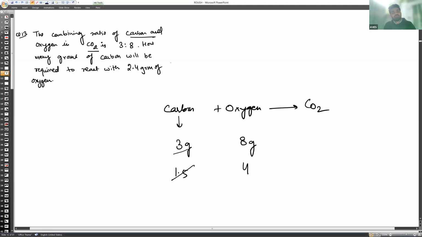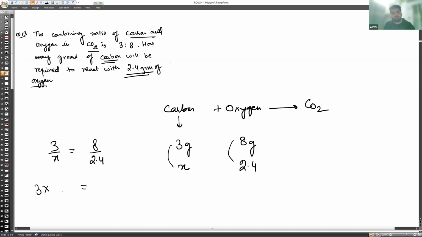So we have to write it accordingly. Okay. So here it is saying that we have 2.4 grams of oxygen, then how many grams of carbon will be required? So what you are going to do, just like in the previous step that we did, write 3 by x, this upon this will be equal to this upon this, that is 8 upon 2.4, and just cross multiply this to get the value of x.